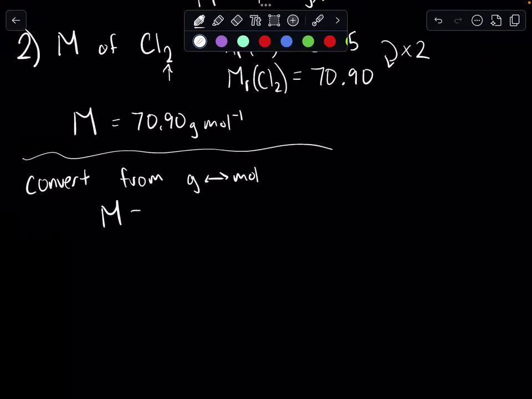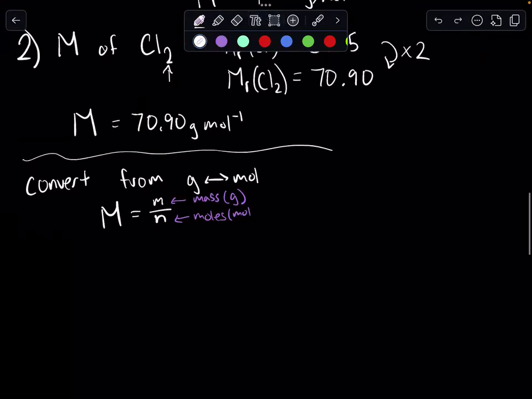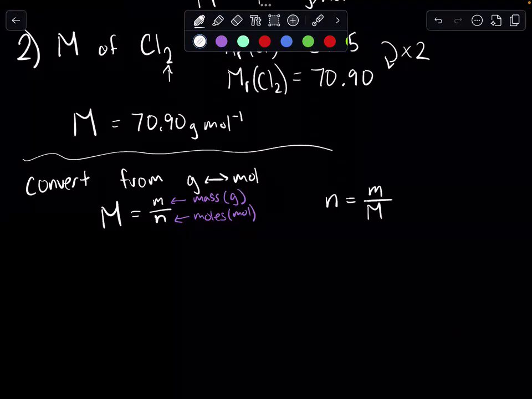Now, the units of molar mass is grams per mole. Therefore, you should know that the formula for molar mass is the mass over the number of moles. These are the symbols the IB uses. So this is mass in grams, and this is moles in moles. The actual formula that you have in your data booklet is usually given in a different way. It's usually given as the number of moles is equal to the mass divided by the molar mass.